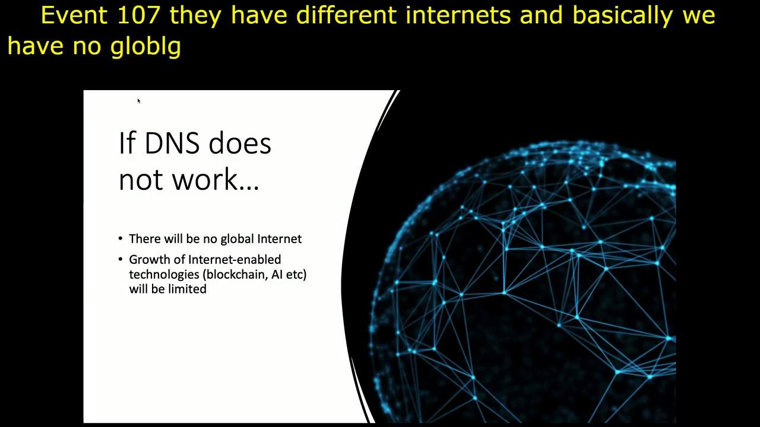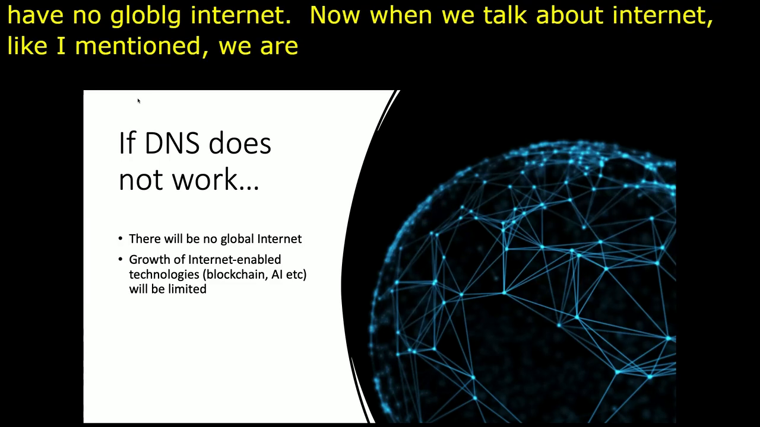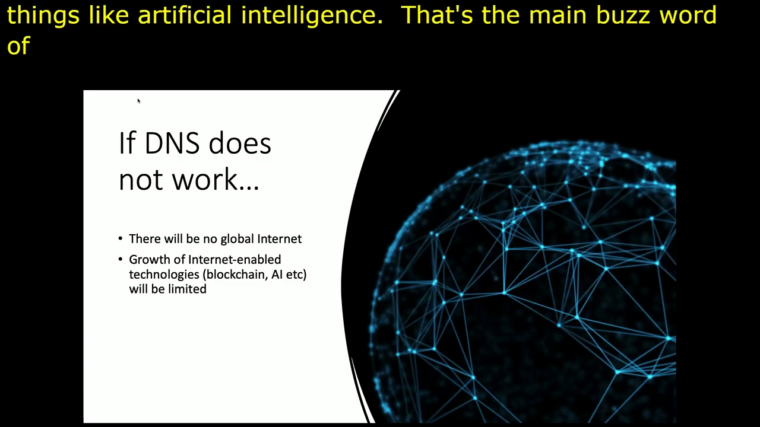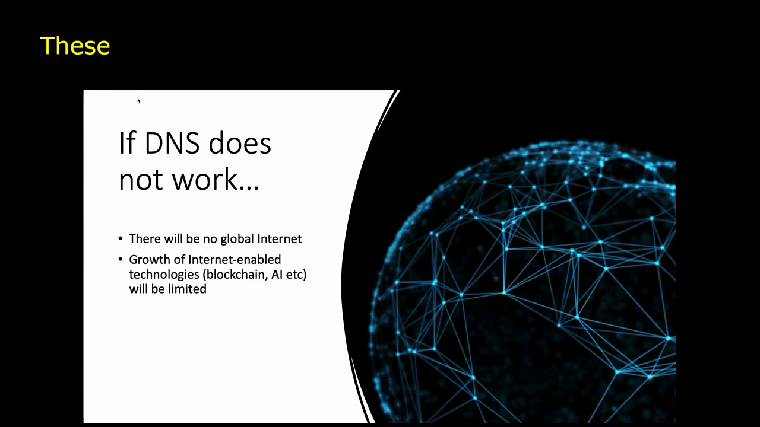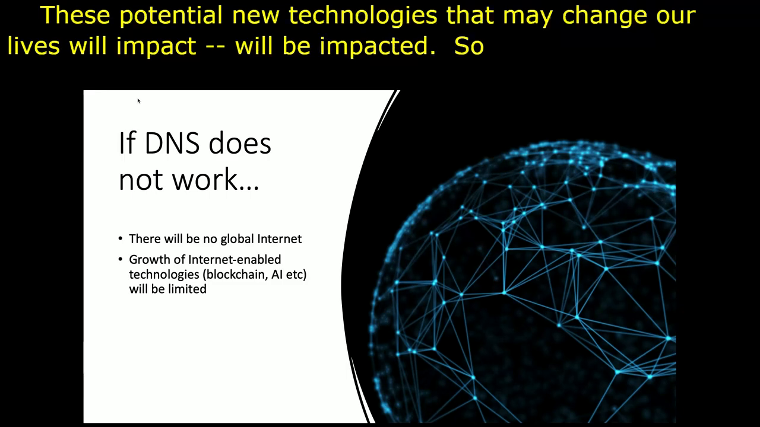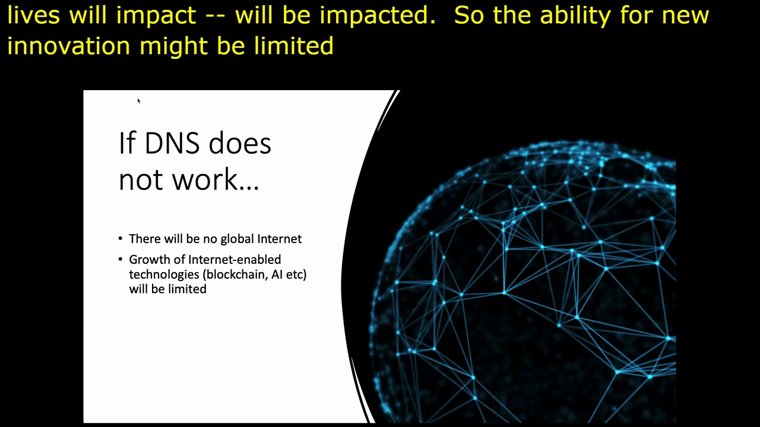Now, when we talk about internet, like I mentioned, we are very excited about a lot of new things like artificial intelligence. That's the main buzzword of today. Just last year, we were talking about blockchain and metaverse. Those were the buzzwords last year. Things keep changing very quickly. But all of these are called internet-enabled technologies. We can develop them and take advantage of their innovation because we have a single global internet today. If the single global internet we have today no longer exists, these potential new technologies that may change our lives will be impacted. So the ability for new innovation might be limited and restricted. Something for us to think about.